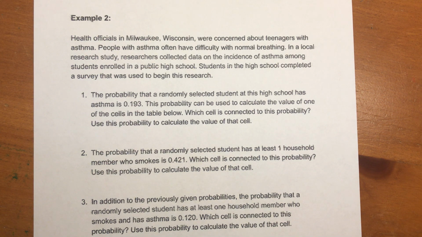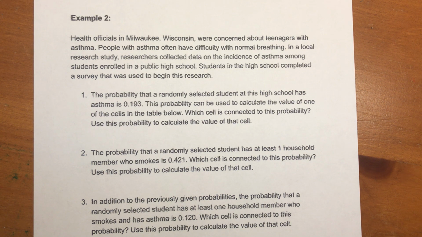All right. Example number 2. Healthcare officials in Milwaukee, Wisconsin were concerned about teenagers with asthma. People with asthma often have difficulty breathing. In a local research study, researchers collected data on the incidence of asthma among students enrolled in a public high school. Students in the high school completed a survey that was used to begin this research. Part 1. The probability that a randomly selected student at this high school has asthma is 0.193.